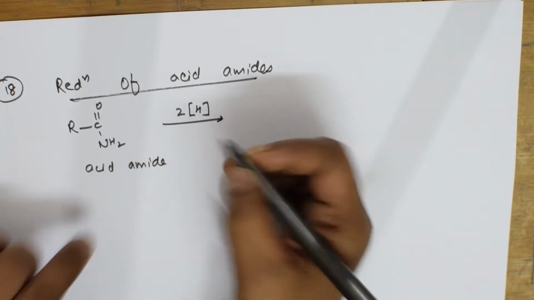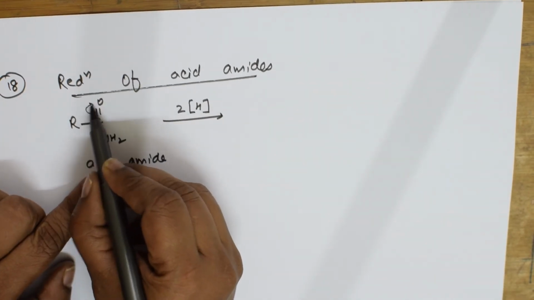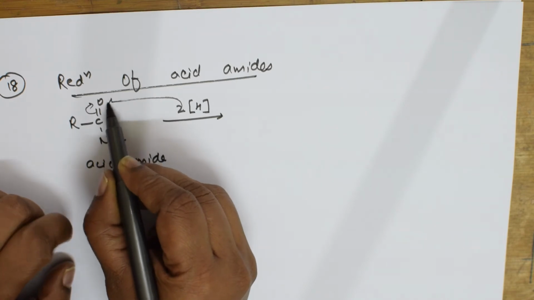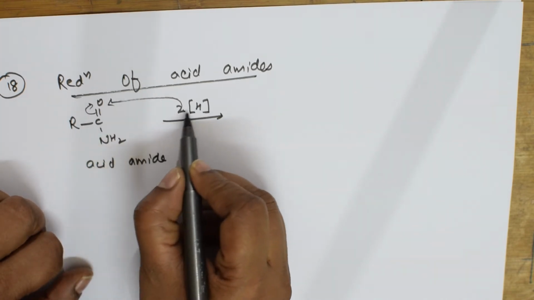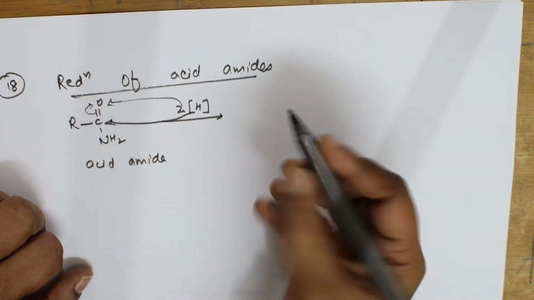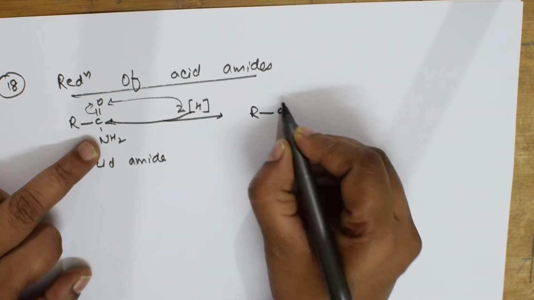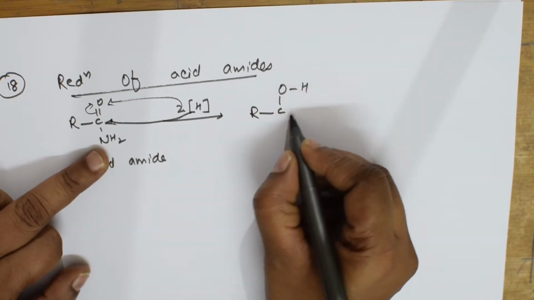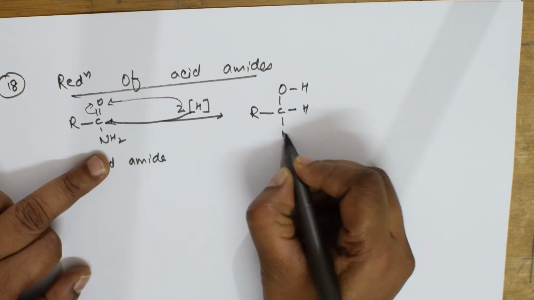I'm going to add 2 hydrogens. Where will that add? This is going to shift. 1 hydrogen shifts here to this oxygen. Right. 1 more hydrogen shifts here to this carbon. Right. What do we get? R C single bond OH. Carbon is with hydrogen, next is NH2.